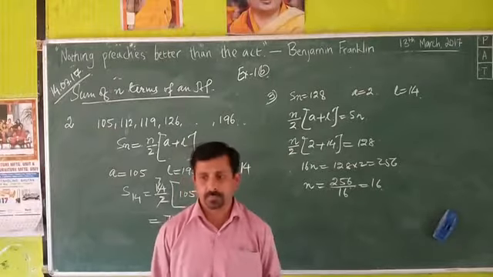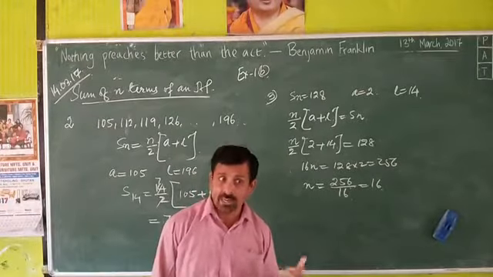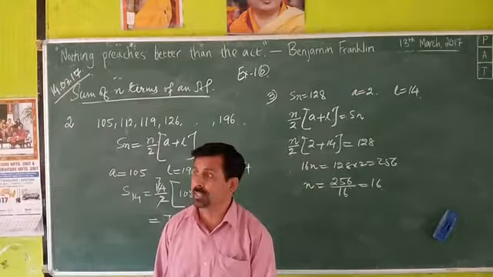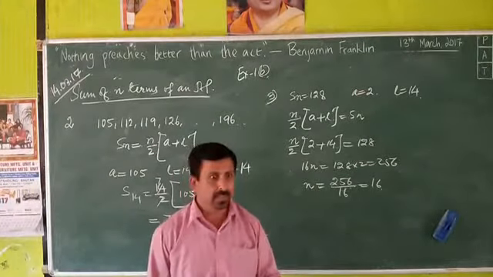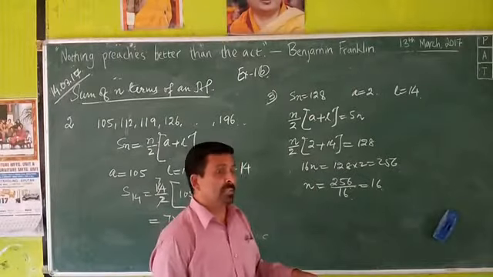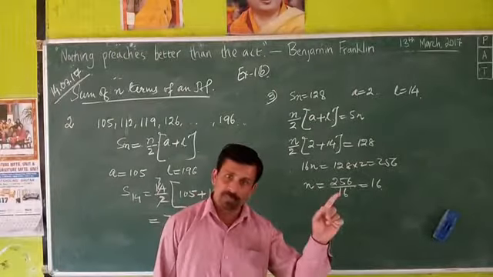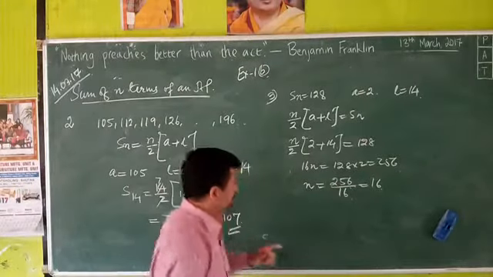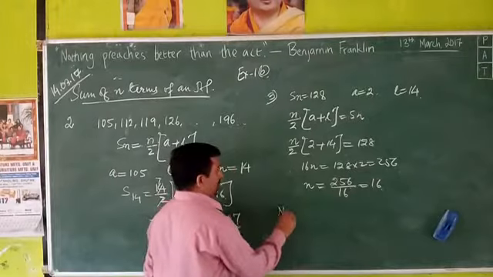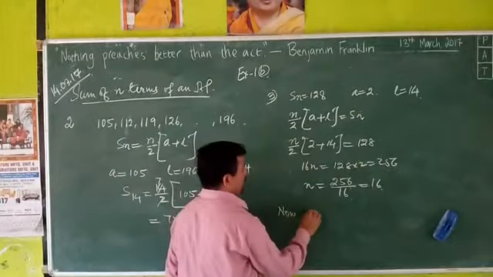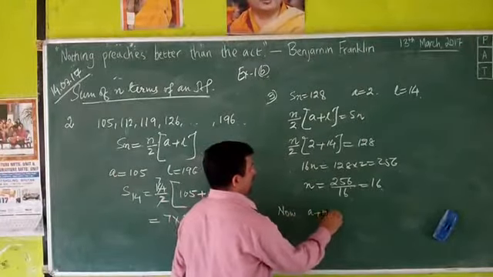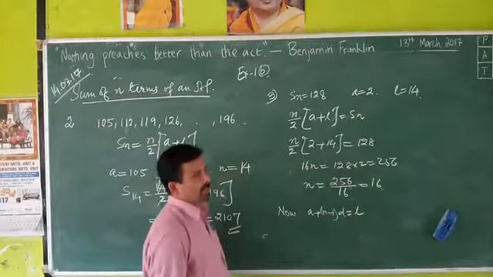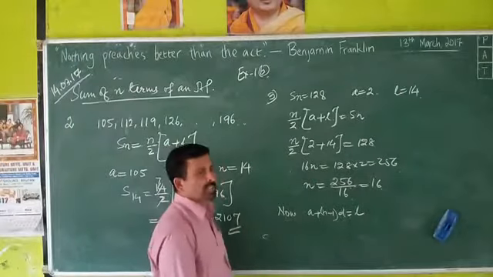We got the value of n. With the help of this n, now we will be able to calculate the common difference. Is this okay? For finding the common difference, we will go back to our nth term formula. The nth term formula is A plus (n minus 1) into D is equal to L. I'm writing L because I know the last term. That is the benefit of the last term.